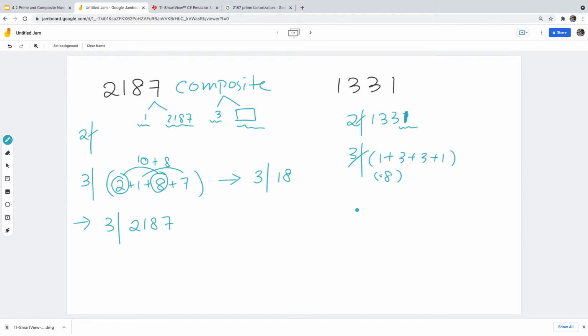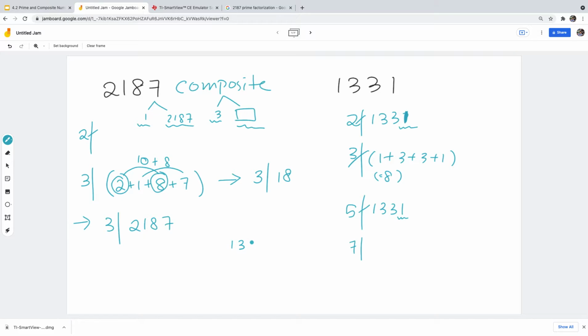We don't have to check 4, but we can move on to 5. Does 5 divide 1331? For the divisibility test for 5, we just need to look at the last digit. If it ends with 0 or 5, it is divisible by 5, but obviously not. So no, it's not divisible by 5. How about the next prime number, 7? What's the divisibility test for 7? Oh, we didn't even talk about that. So you can just actually divide by 7.